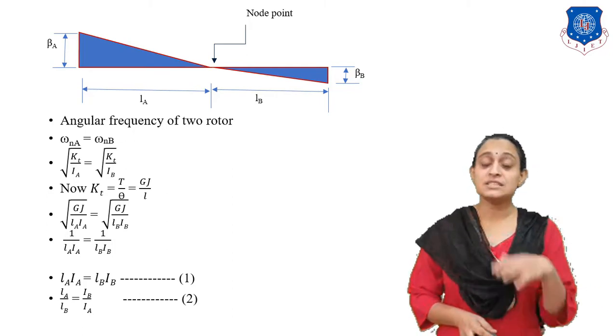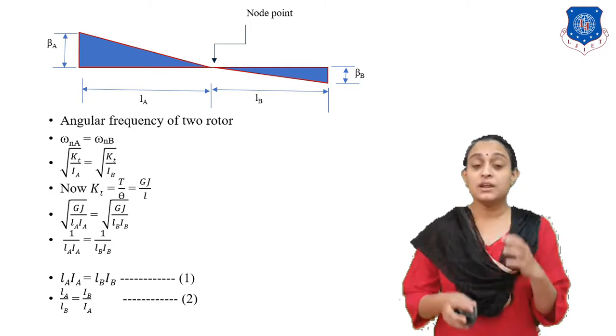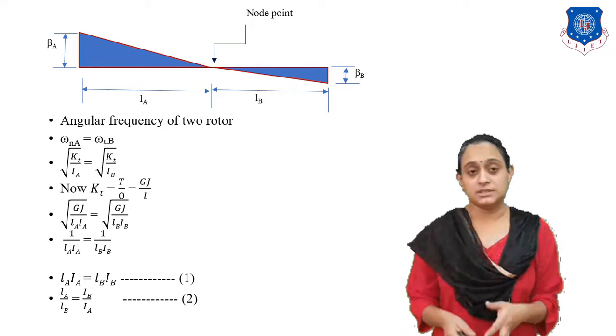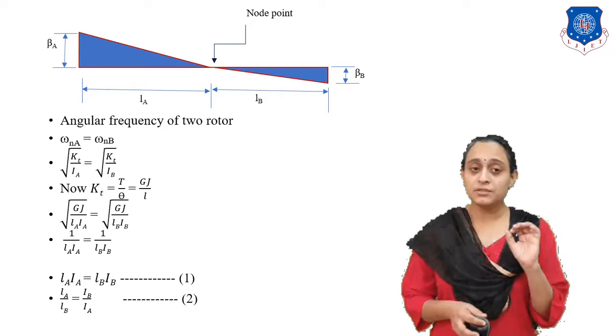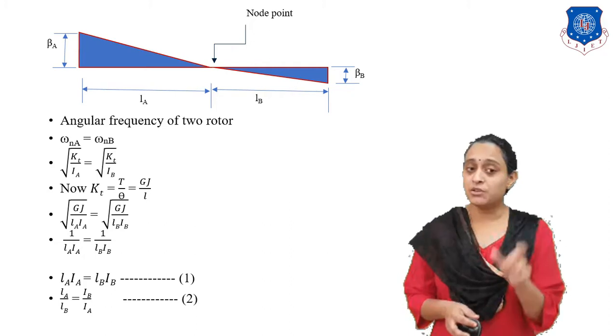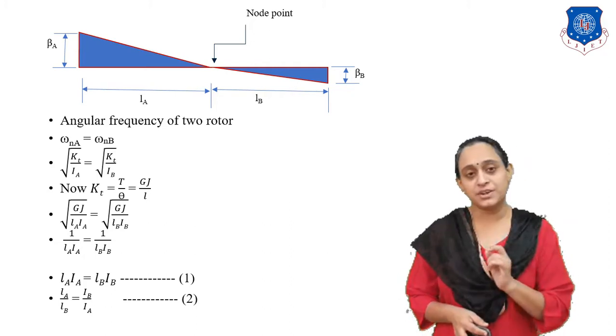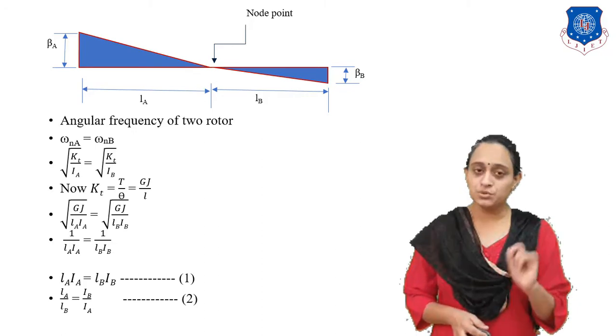Students, this equation is very important because we want to solve the total numerical of the system. If we consider this as equation number 1, we can easily find the values of natural frequency. So you have to note it down.